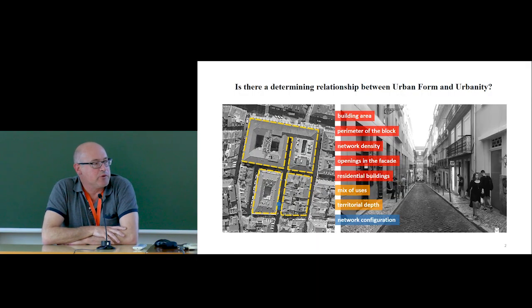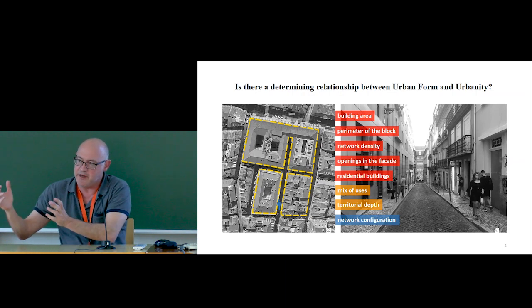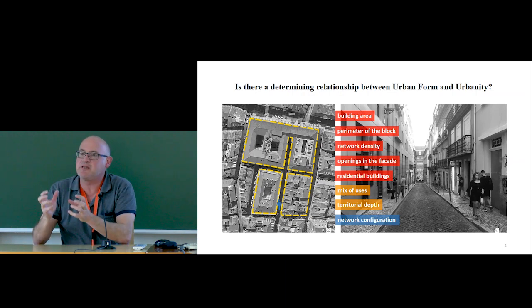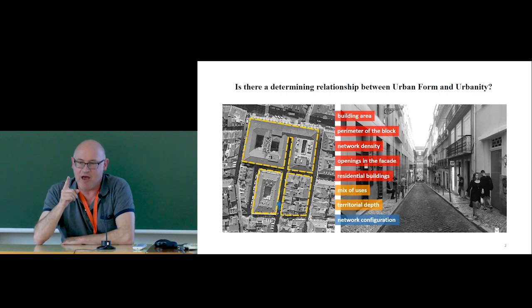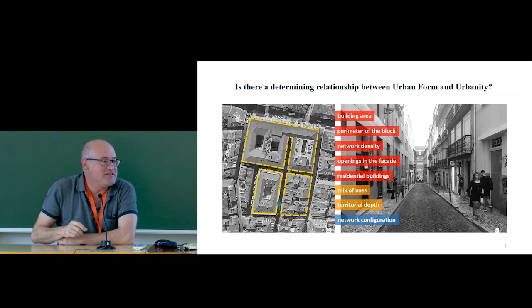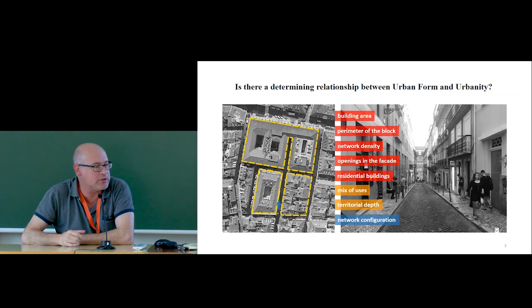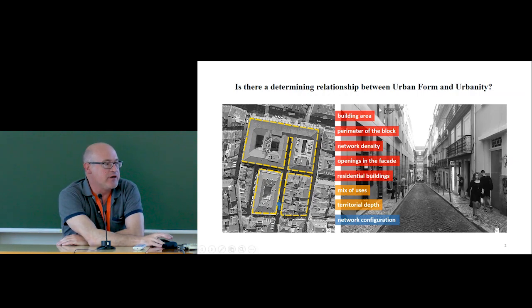So at a certain point, we got to this question, which is possibly the most important question she has in the thesis, which is: is there a determining relationship between urban form and urbanity? In other words, is there a set of conditions that, if they exist, define urbanity? And which ones are really determining to do that? She doesn't reach an answer to this question in the thesis, but all the process and methodology is actually quite interesting, and there was a lot of learning in the process.